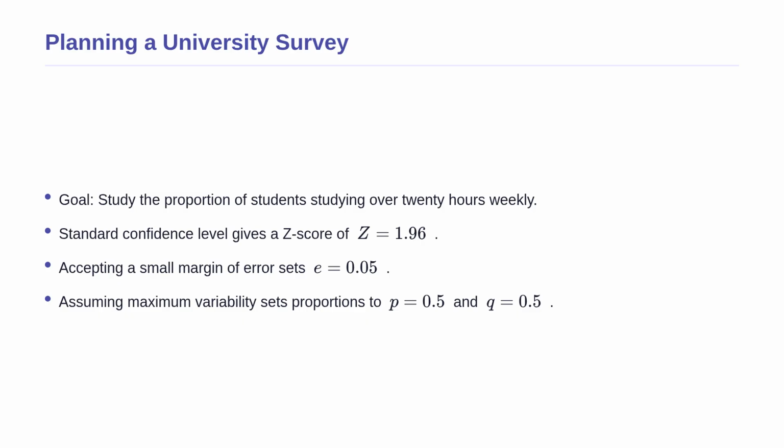Since you have no prior idea of the true proportion, you assume maximum variability. This means setting both P and Q to 0.5 for the safest estimate.